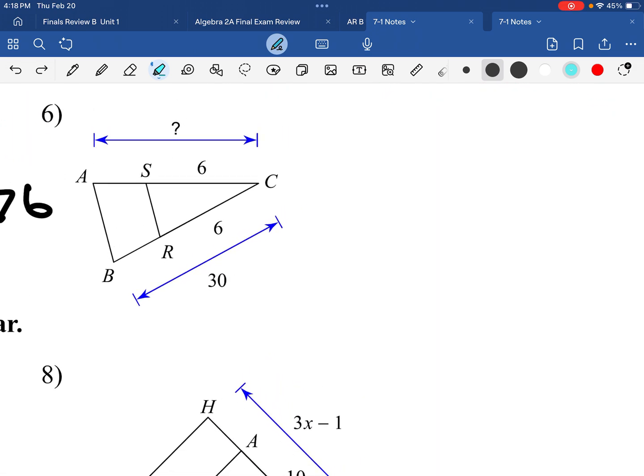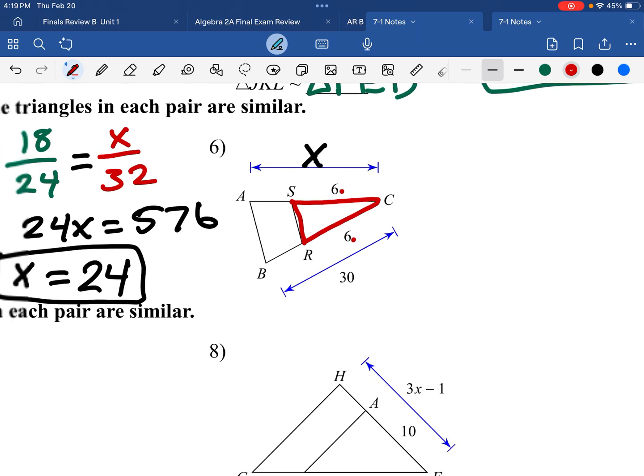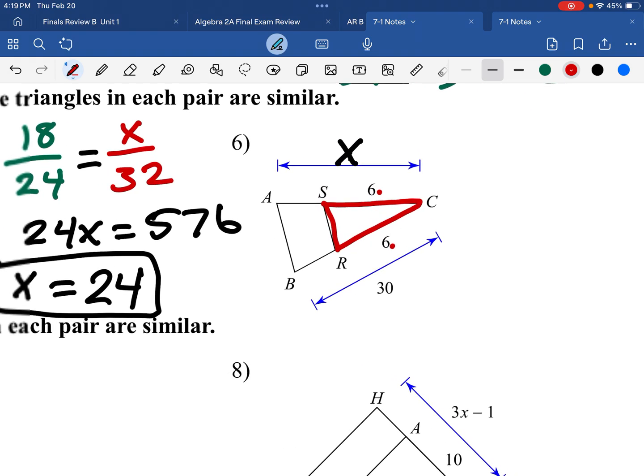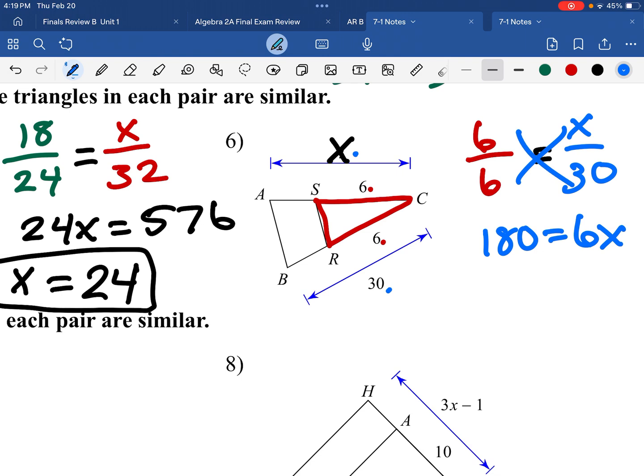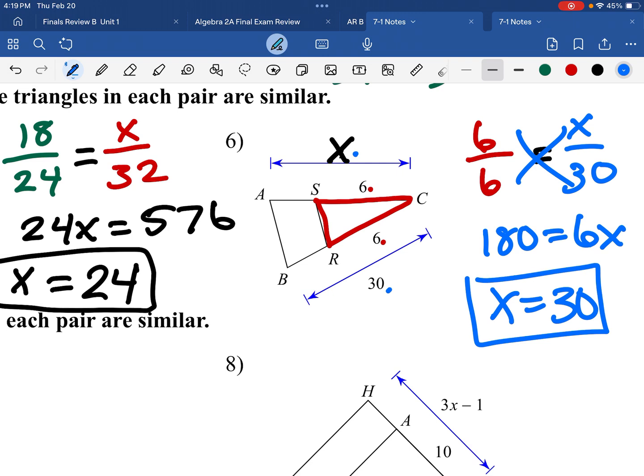Now, if these two are similar, what am I looking at? I am trying to find x here. So if I'm looking at the smaller triangle, I have 6 and 6. So I'm going to go ahead and put 6 over 6 and see if that is equal to x over 30. Well, 180 equals 6x by cross multiplying. X would have to be equal to 30 as well.